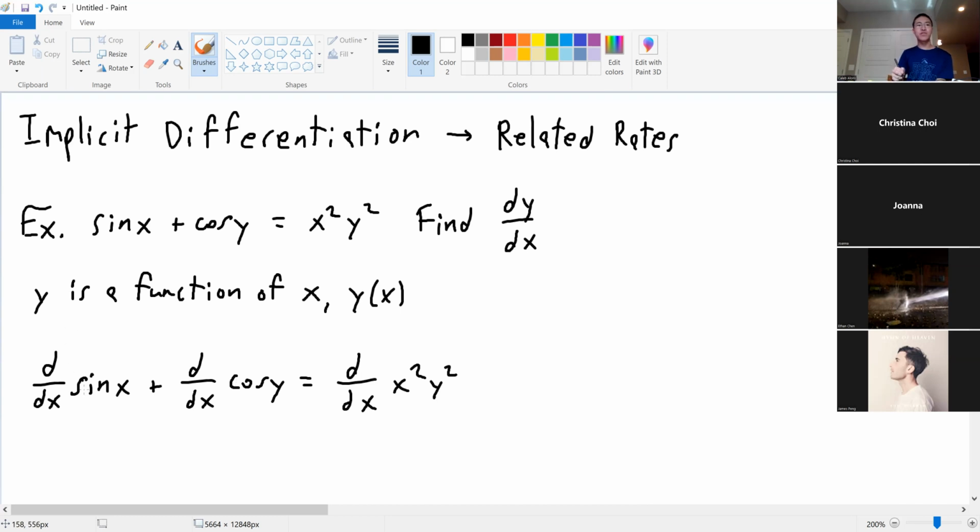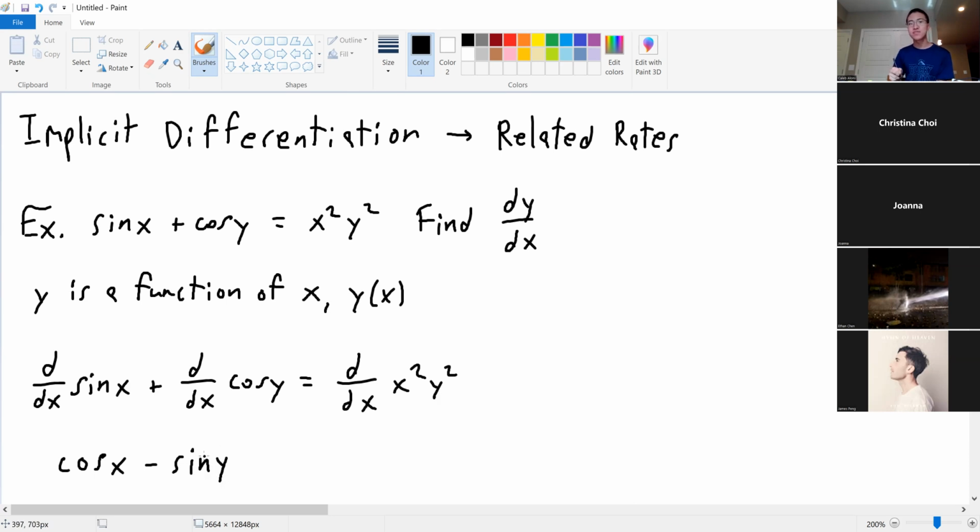Now, the derivative of sine x with respect to x is what? Right, we have cosine. Now, what's the derivative rule that we have for cosine? The derivative of cosine. What function does it go to when we differentiate? Right, it goes to minus sine. Now, I think it was Christina that pointed it out, that we are using the variable y here. So we have negative sine y.